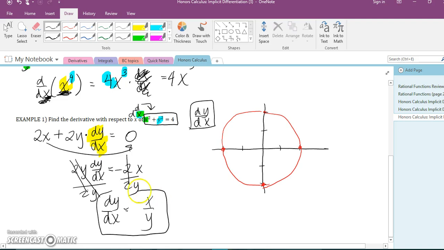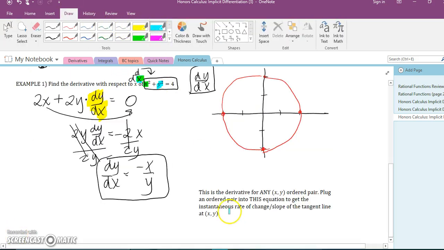So if you wanted the slope of the tangent line at a certain point, you would have to plug in an x and a y. Add this comment right here to your notes so that you remember it. So again, this is the derivative for any xy ordered pair, and you would plug the ordered pairs right into here to get the rate of change at an ordered pair xy. It's not enough just to plug an x in, because again, if I want the derivative at 1, I don't know if I'm talking about the derivative there, like a negative derivative, or the derivative here, which is a positive derivative. So you need to specify not only an x, but also the y.